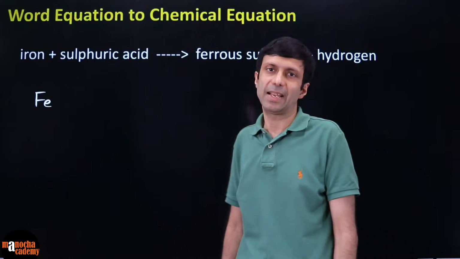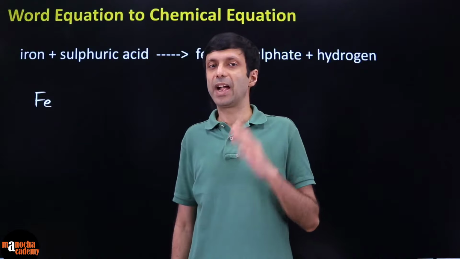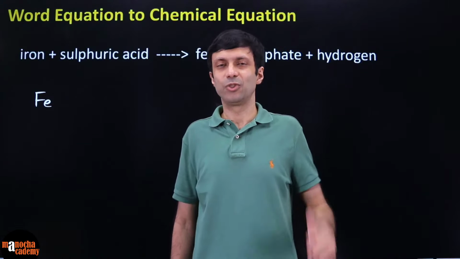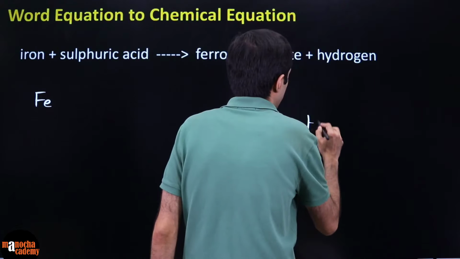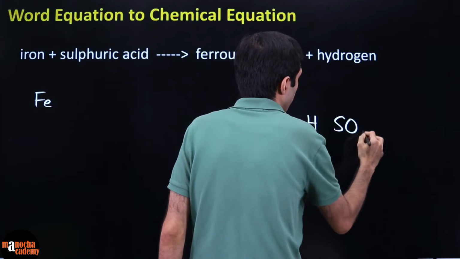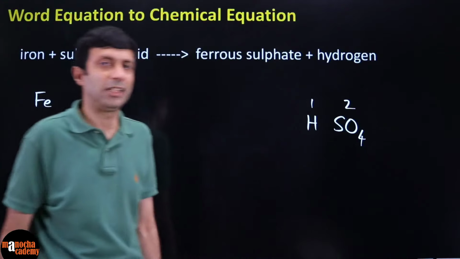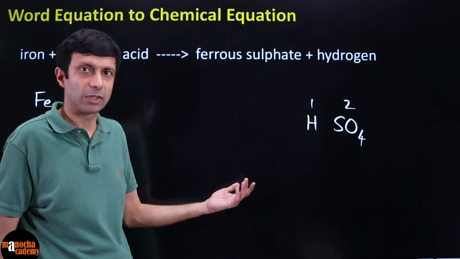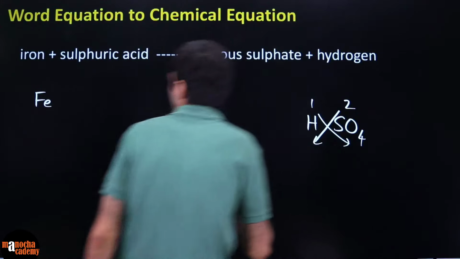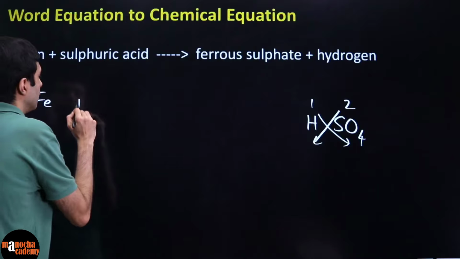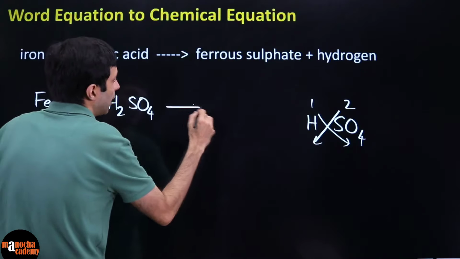Plus sulfuric acid. So here you need to know sulfuric acid is made up of hydrogen and sulfate. So let's find the formula. It's a compound. Hydrogen valency 1, sulfate valency 2. So can you guys do the crisscross for me? Simple. So 2 comes here, 1 goes there. So we are going to get Fe plus H2SO4, and then you put the arrow.